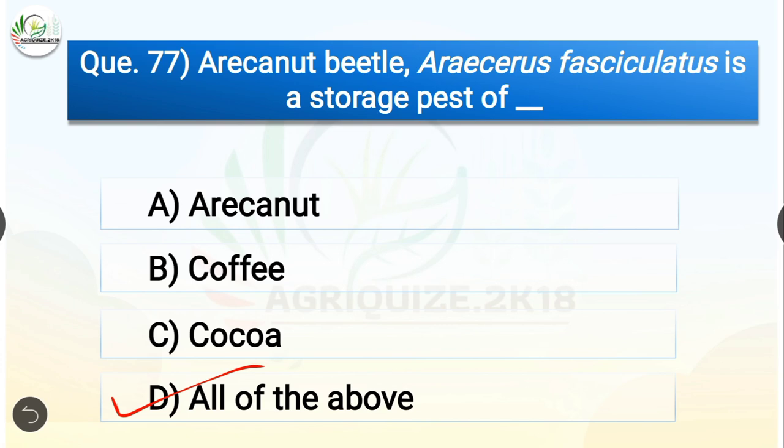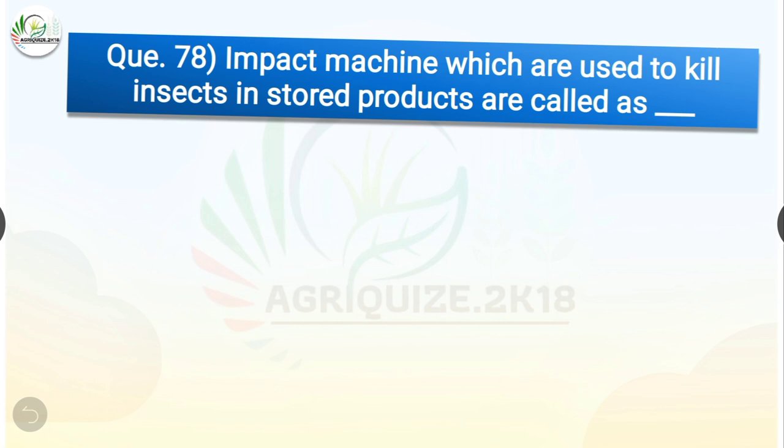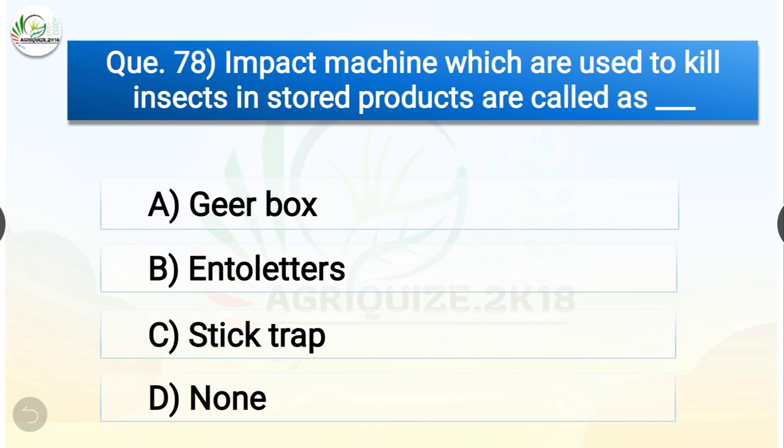Question number 78. Impact machine which are used to kill insects in stored products are called as dash. The options are gearbox, entoletters, stick trap or none. The correct answer is option B, entoletters. So impact machine which are used to kill insects in stored products are called as entoletters.